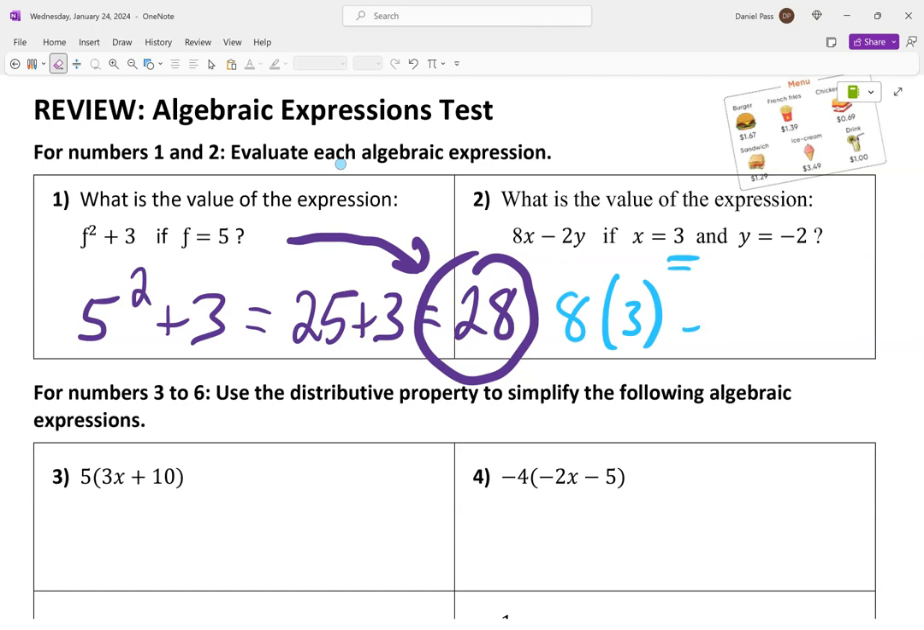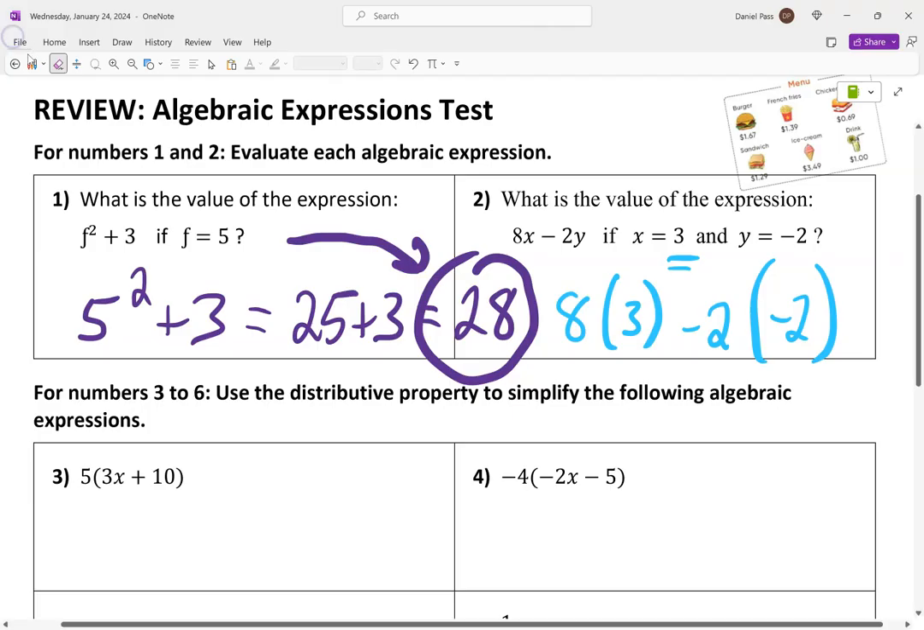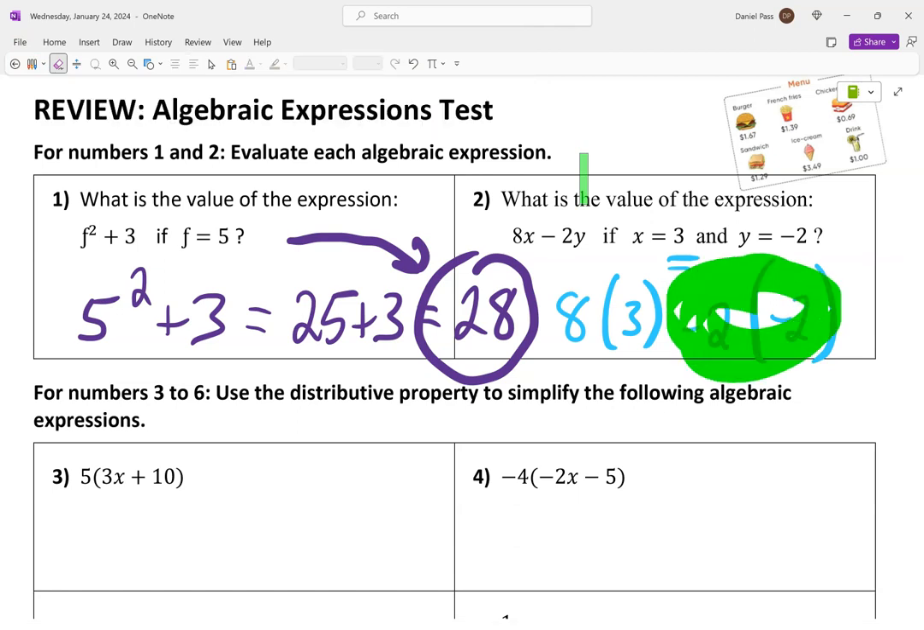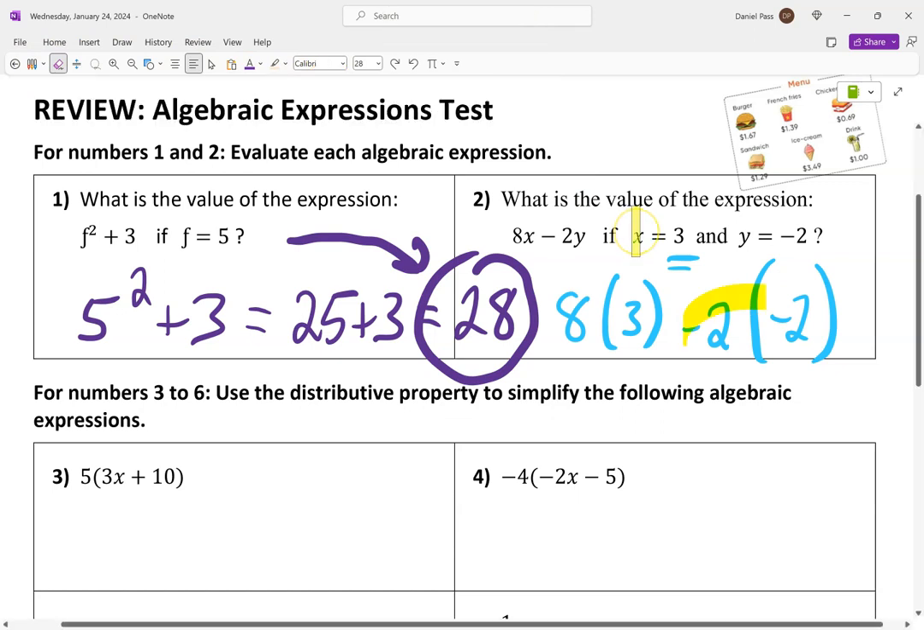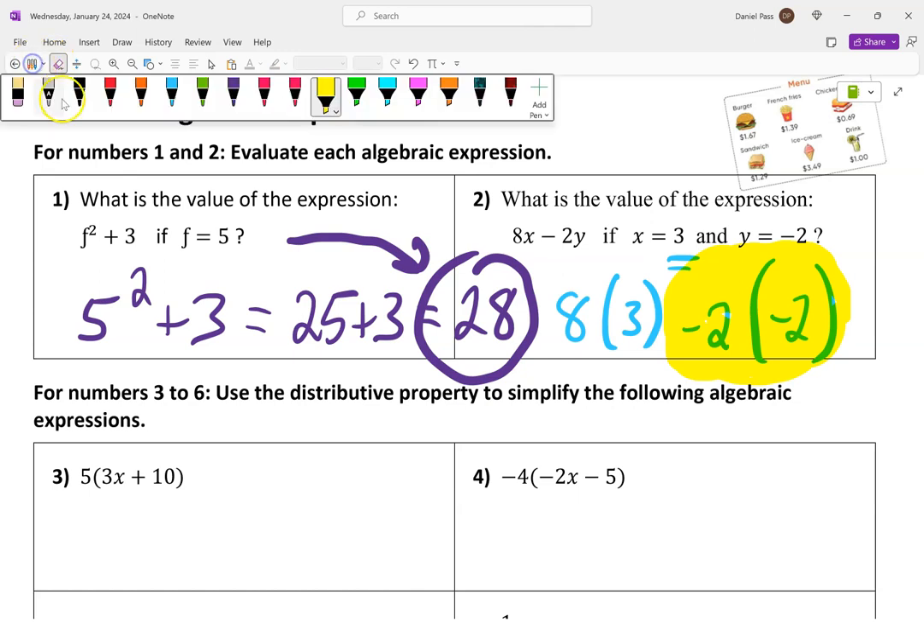Is it important to do that? Yes, it is. Okay, so here we need to be careful of our negatives. That's the most common mistake right here. So, negative times a negative. Is that a minus or a negative? It's a negative. It'll help you to think of it like a negative.